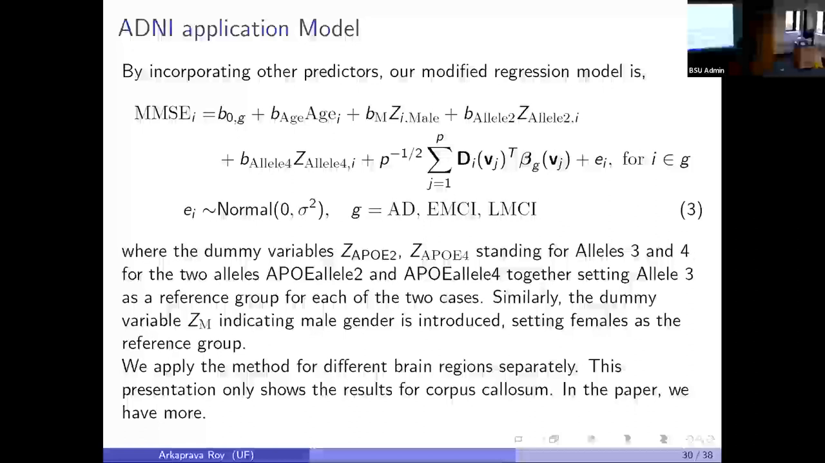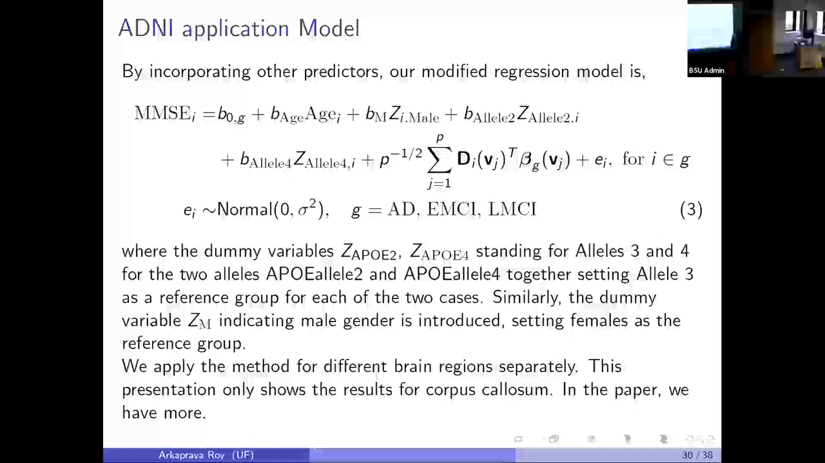This APOE gene has three alleles: allele 2, 3, and 4. It has been found that allele 2 is protective of the disease and allele 4 is the most harmful one, the most risky one. And allele 3 is sort of neutral. So while coding these variables, usually allele 3 is used to make the baseline, and then 2 and 4 are the effects. That's why I also did the same: allele 3 is the baseline and 2 and 4 are in the model.